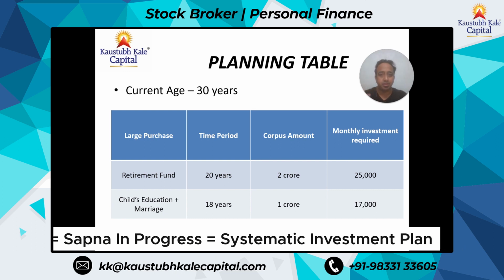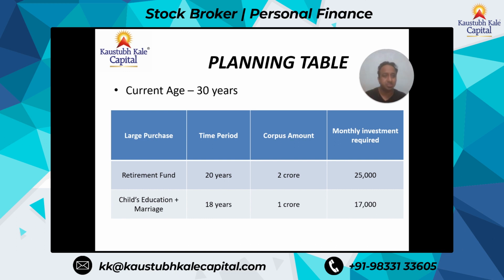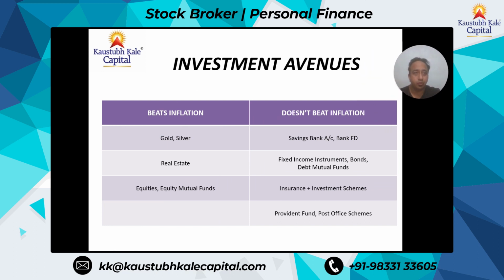So what is the time period, when do we require the money, how much do we require, adjust it for inflation, and then decide which product is good and how much we require for you to invest in that product. Now, which are the investment avenues available for you? There are two kinds of investment avenues: one that beats inflation, one that does not beat inflation. Which are the investments that beat inflation? Precious metals, gold, silver, real estate, equity, mutual funds will beat inflation. Equities will beat inflation. Which are the avenues that will not beat inflation? Savings bank, bank FD, basically your banking instruments, your fixed income instruments, fixed return instruments, bonds, debt mutual funds, insurance plus investment schemes, endowment plans, ULIPs, provident fund schemes, post office schemes will not beat inflation.